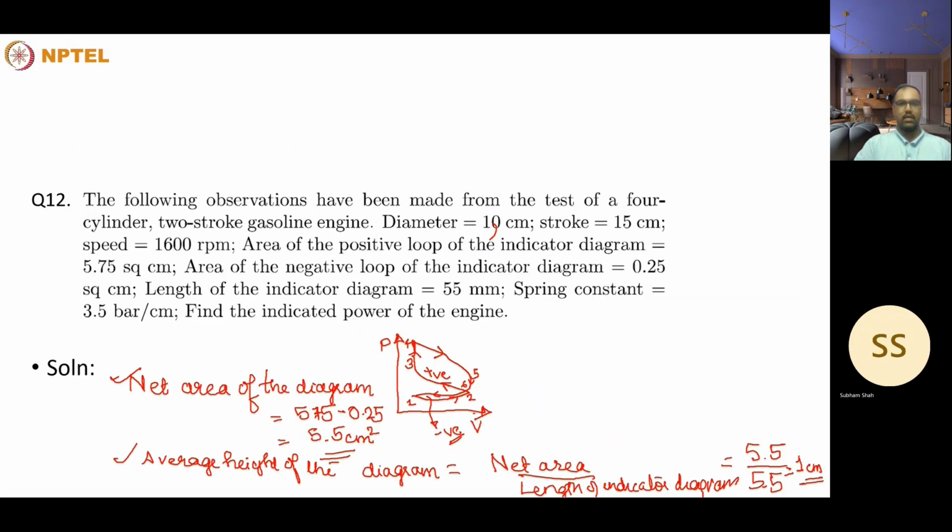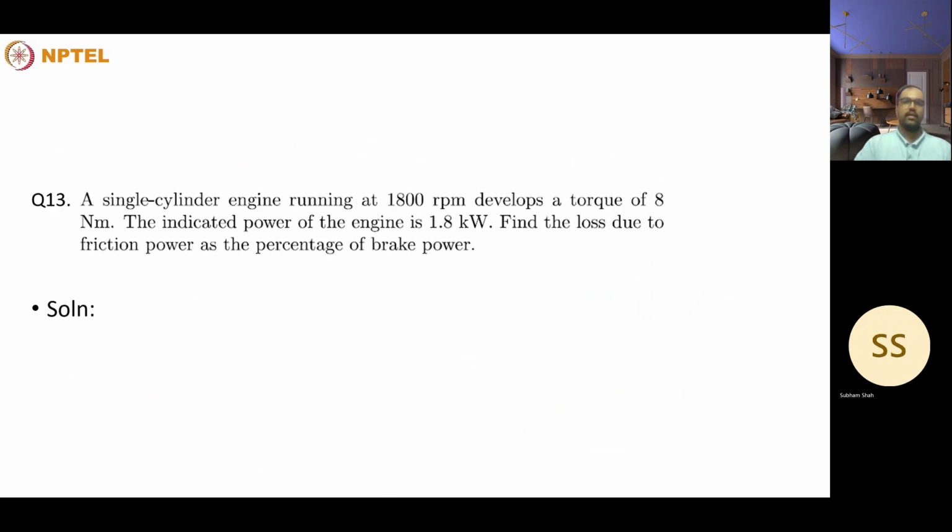So the next question is regarding powers, different powers. We have to calculate the friction power loss as a percentage of the brake power. A single cylinder engine running at 1800 RPM develops a torque of 8 Newton meter. The indicated power of the engine is 1.8 kilowatt. We have to calculate the loss due to friction power as a percentage of brake power.